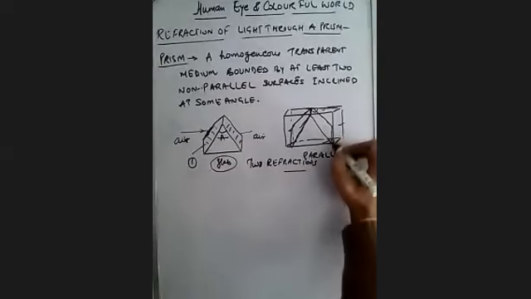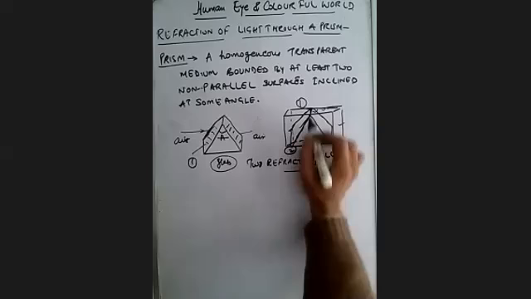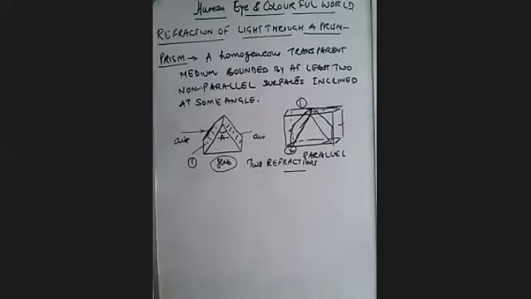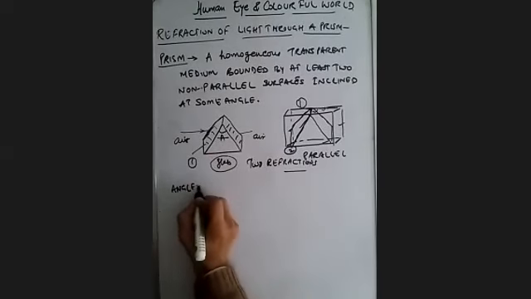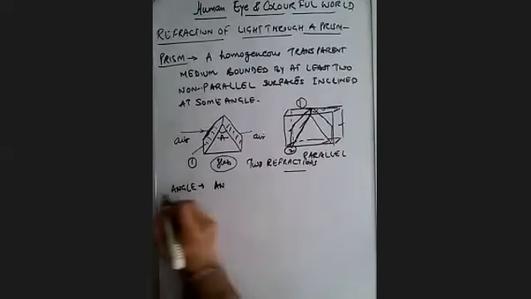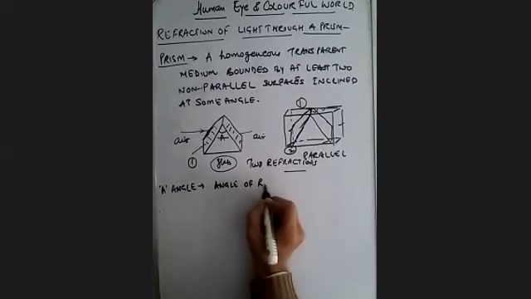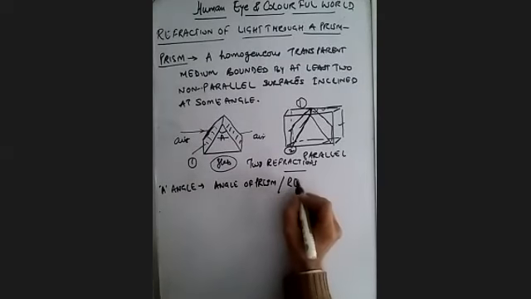Similar to this case, here also refraction takes place at surface 1 and surface 2. But the difference is that here the surfaces are parallel and here the surfaces are non-parallel. That is the only difference. Two refractions take place and the path of the light changes. And this angle between these two refracting surfaces, that is angle A, is called the angle of prism, or it is also called the refracting angle.